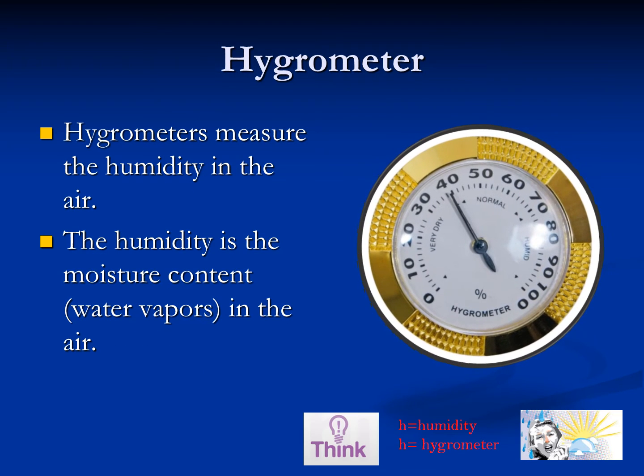Our sixth and final weather tool is the hygrometer. Hygrometers measure the humidity in the air. The humidity is the moisture content or water vapors in the air. Think H equals humidity and H equals hygrometer.